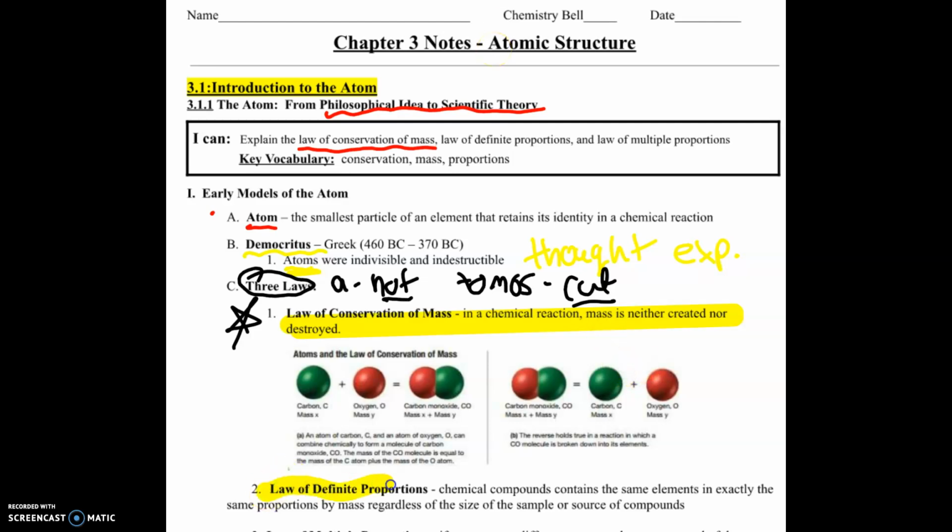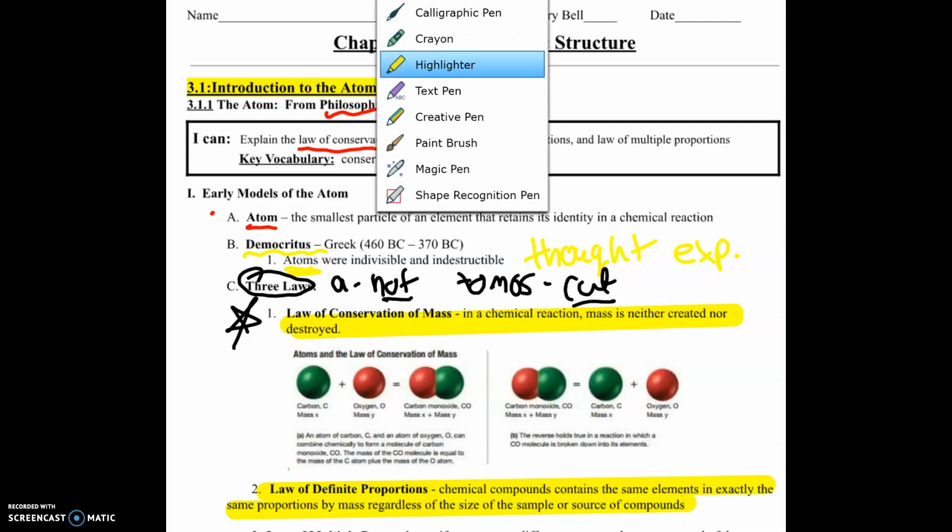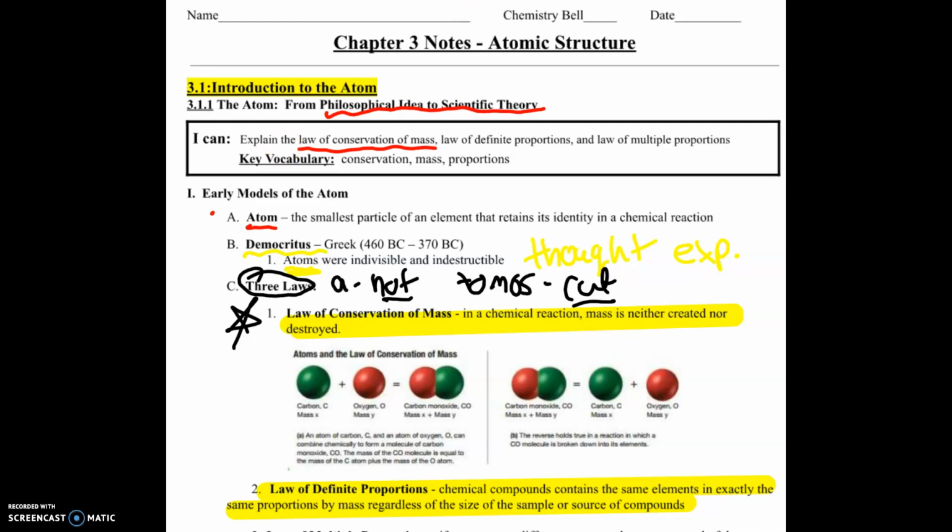Our next law is the law of definite proportions. It says that chemical compounds contain the same elements in exactly the same proportions by mass, regardless of the size of the compound or source of the compounds. So let's kind of break that down. What does that actually mean?